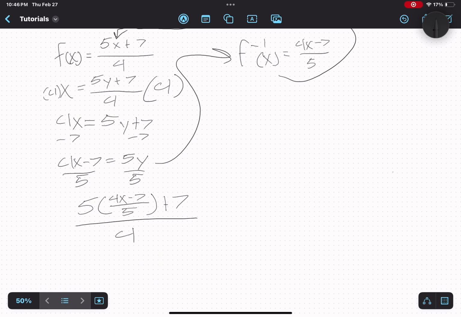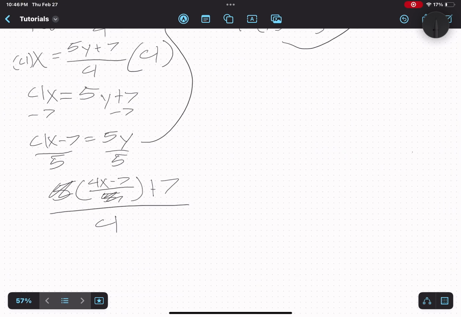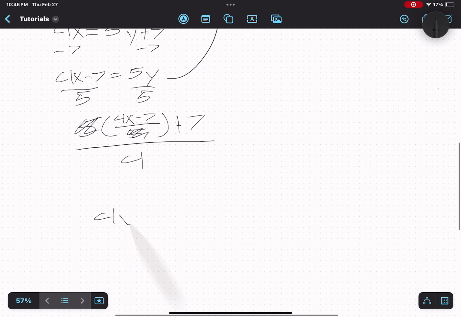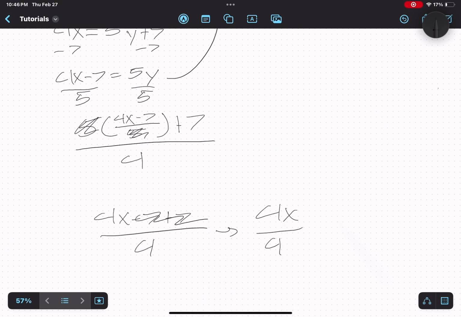I'll show you what your answer should be very shortly. We're going to get this figured out. So our 5s are going to cancel out. So now we're going to have (4x minus 7 plus 7) over 4. Our 7s cancel out because negative 7 plus 7 is equal to 0. And 4x divided by 4 is equal to x. So our answer is just x. And that will be your answer when it is an inverse.